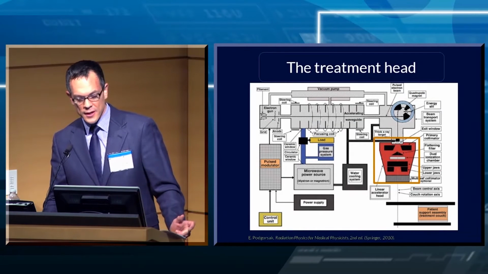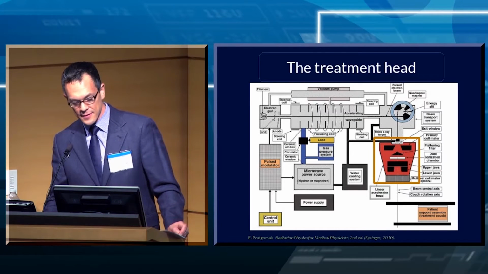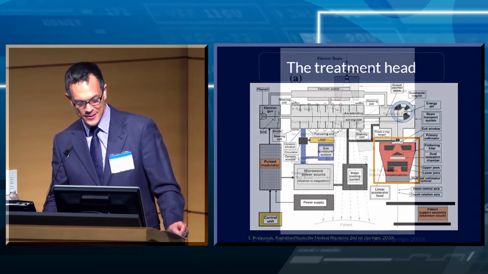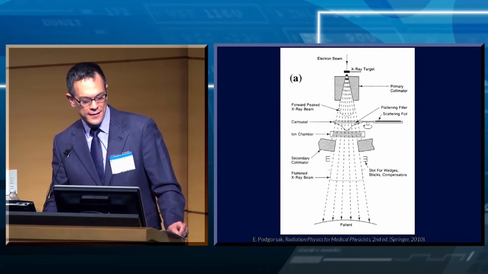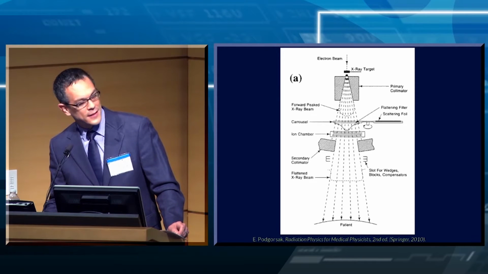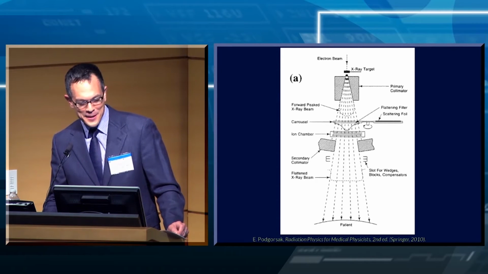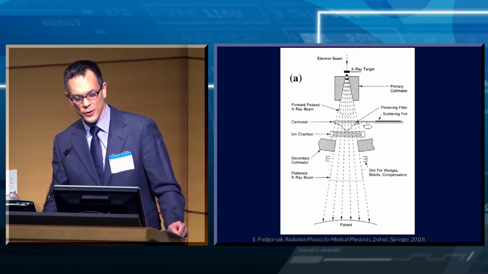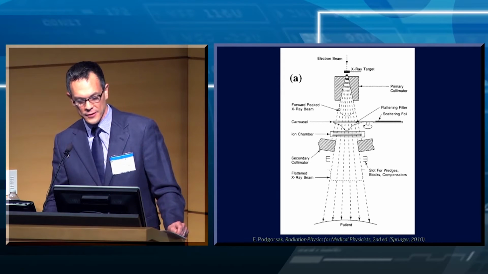So now we have electrons that are moving at high speed. They get into the treatment head of the magnet, of the LINAC, which is down here. And here's a cutaway of how that works. So you have an electron beam. It impacts a target, creates X-rays through Bremsstrahlung interactions mainly.